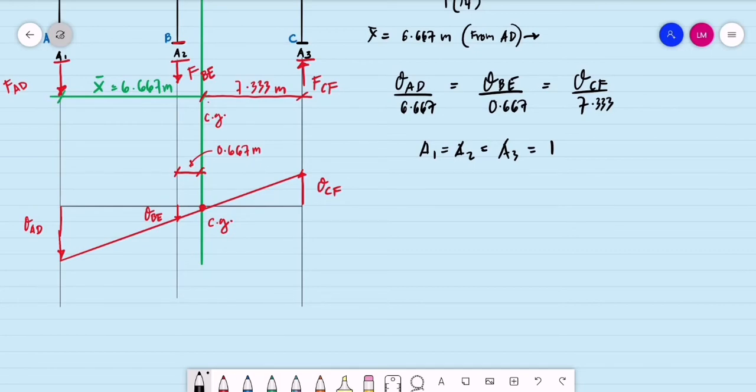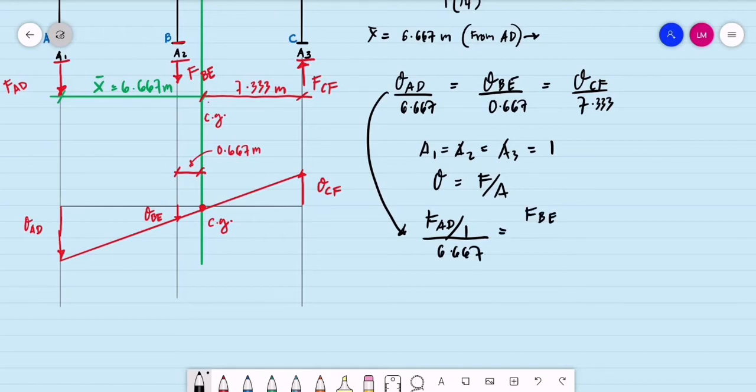By the way, how do we compute for stress? Stress is basically equal to the force divided by the area. So we may simplify this term. What is the stress AD? That is the force for column AD divided by the area, which is 1, divided by 6.667, is simply equal to the axial force for member BE divided by its cross-sectional area, also equal to 1, divided by 0.667, is equal to the axial stress for column CF divided by 1 square unit for the area, divided by 7.333.